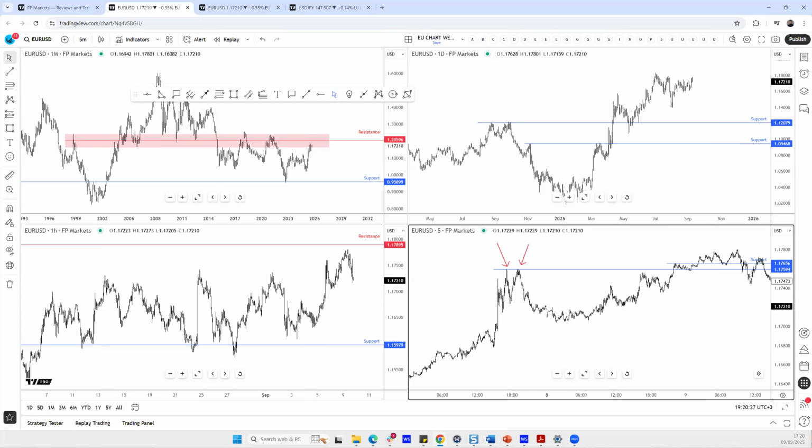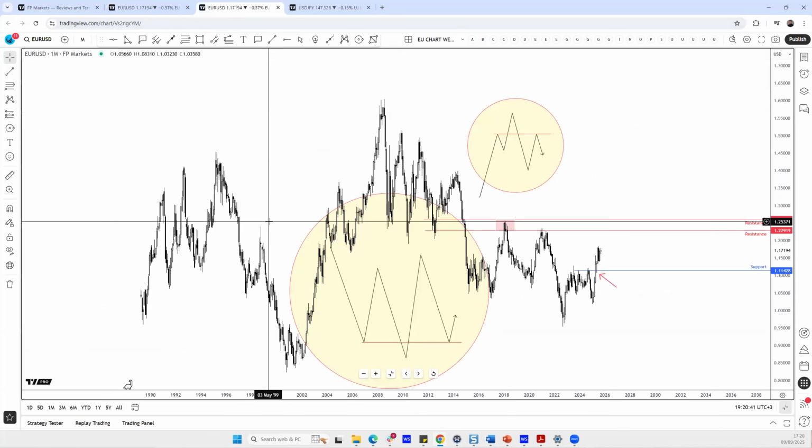So if there are any questions regarding what I refer to as conventional support and resistance, please do let me know. The next chart is where it becomes a little more interesting, in my opinion.